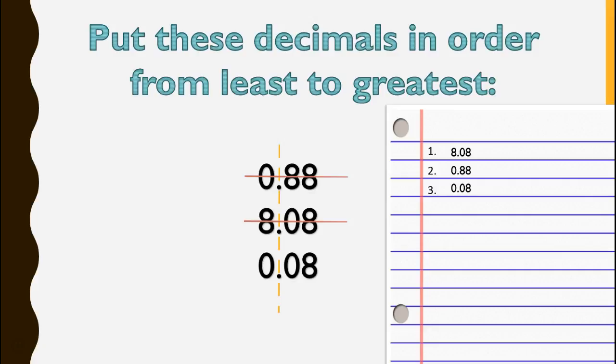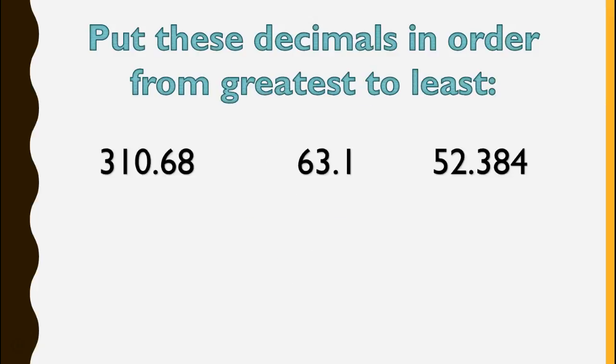No, we're not finished. Because look at the question. Put these decimals in order from least to greatest. Oh boy. Okay, well I have them in order from greatest to least, don't I? So I just have to switch them around. And I'm going to write this one first, this one second, and this one third. And I would get it. Awesome. Okay, so let's try these 3 numbers.